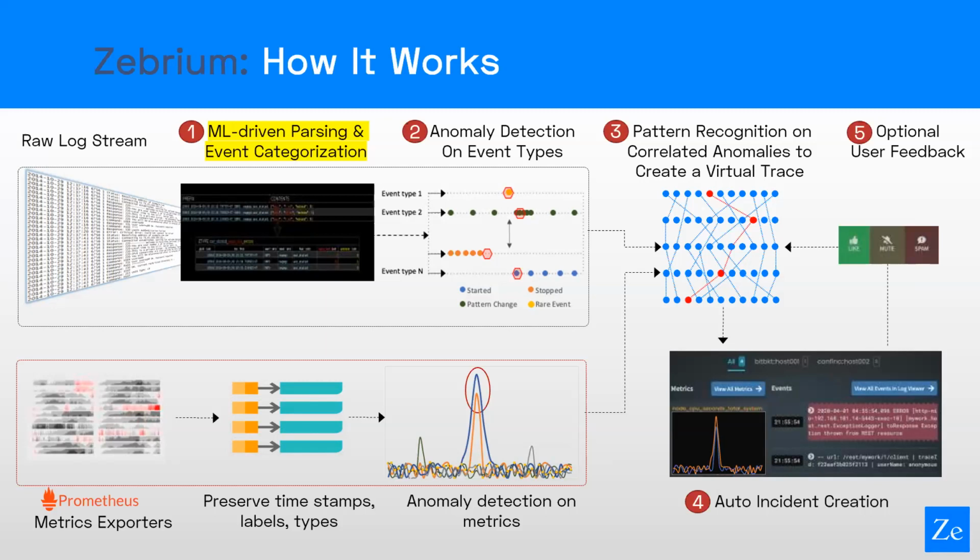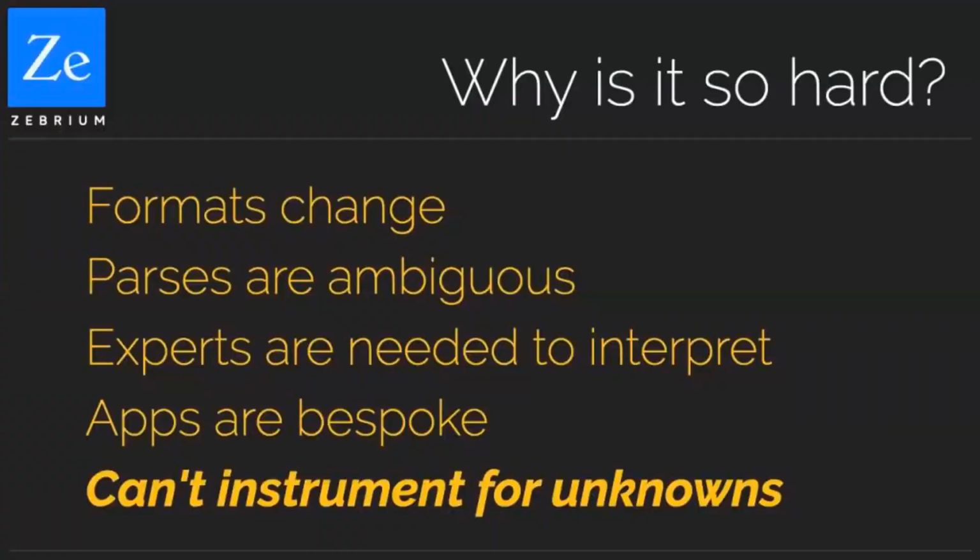I'm going to walk through that part first, and then I'll come back to the next 2 steps, anomaly detection and pattern recognition, where we create this virtual trace that leads to our incident that we present back to the user.